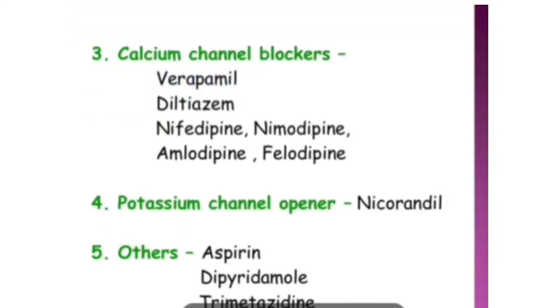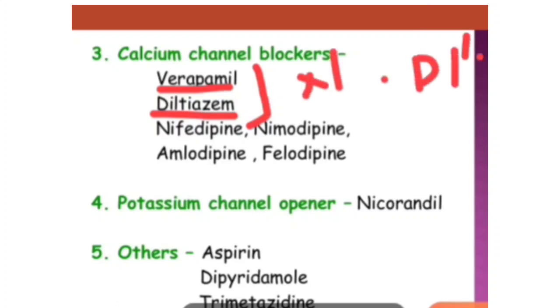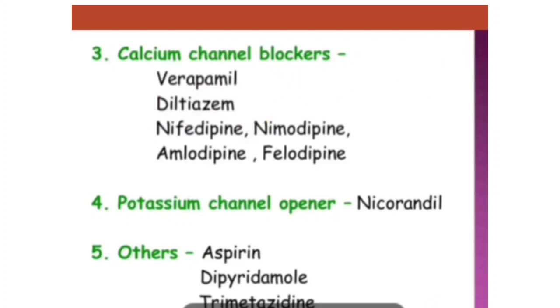Then we move on to the calcium channel blockers. Calcium channel blockers have two types: dihydropyridine calcium channel blockers and non-dihydropyridine calcium channel blockers. Verapamil and diltiazem are non-dihydropyridines, and the others, like nifedipine, are dihydropyridines. We can describe these step by step in the upcoming sections.